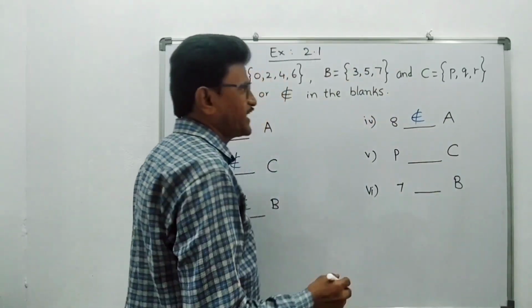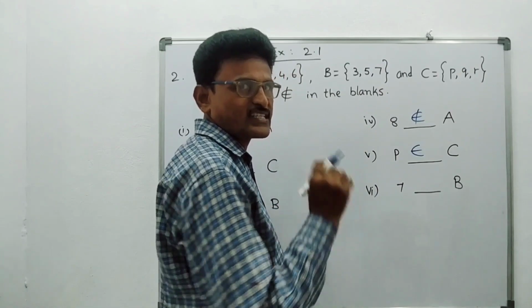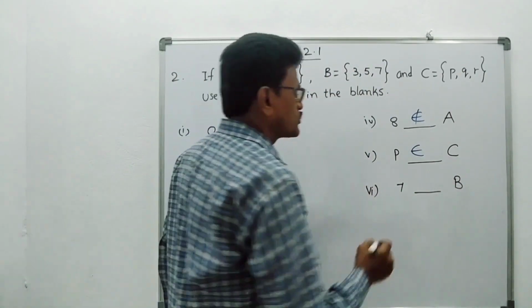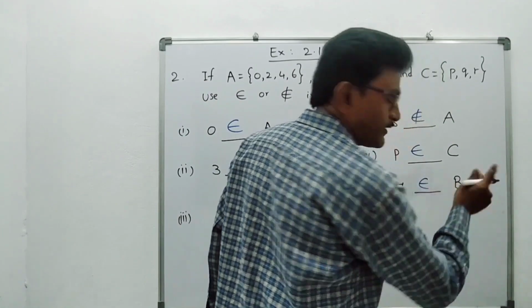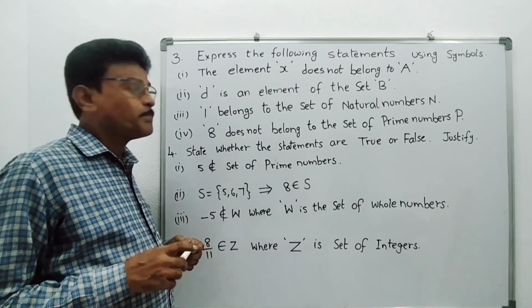Now P in set C. Here P, Q, R. Yes, P is there. Belongs to. P belongs to set C. Now 7 in B. Here 7 is there. So 7 belongs to B. Right? Completed.